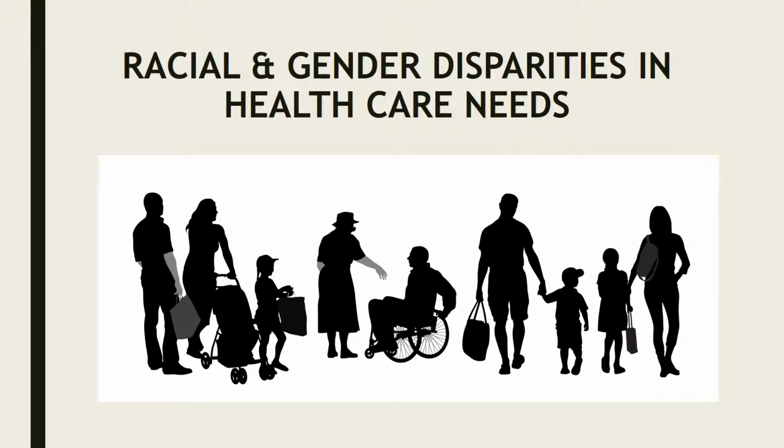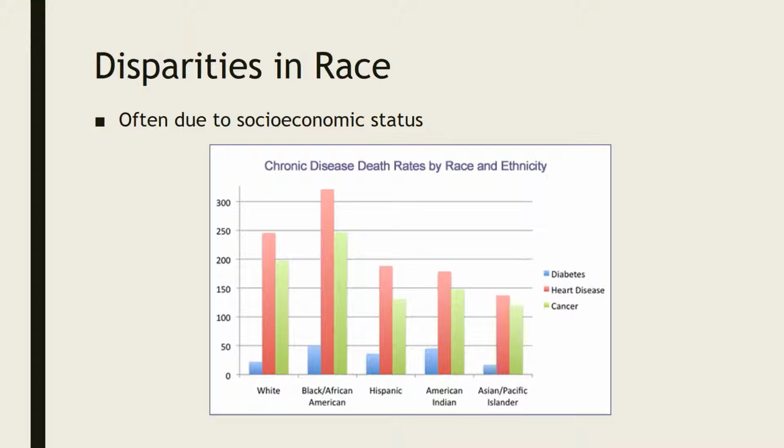So now I want to go over racial and gender disparities in healthcare needs. Research conducted at the University of Wisconsin demonstrated that there are many race disparities in healthcare for older adults, which are often related to socioeconomic status. As you can see in this graph, chronic disease in African American older people is much higher than any other ethnic group, especially in heart disease. And again, this is due to living in socioeconomically disadvantaged communities.